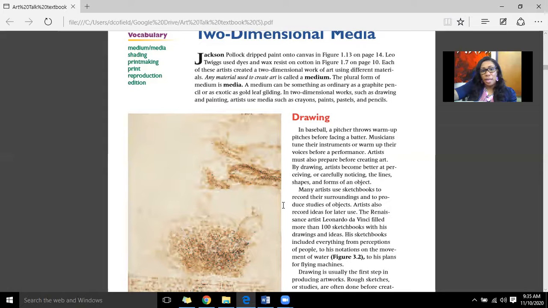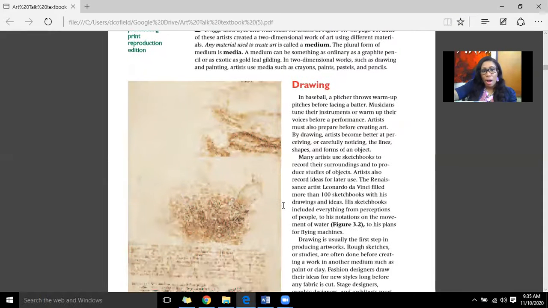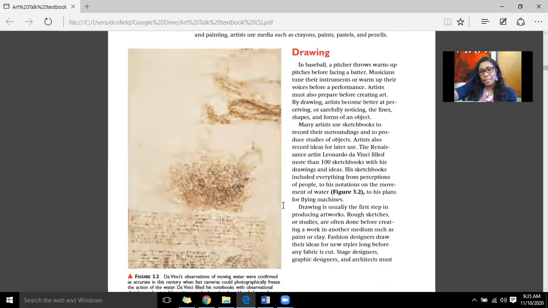And he used the media, and media is basically the tools that people use to create works of art. The singular form of media is medium, okay? And a medium can be something as ordinary as pencils or gold leaf or anything like that, crayons, pastels, all of that. Then it goes and talks about drawing and how artists use sketchbooks to communicate their ideas.